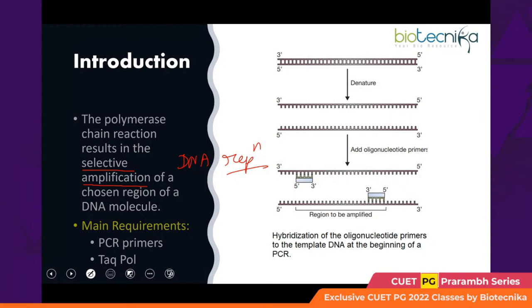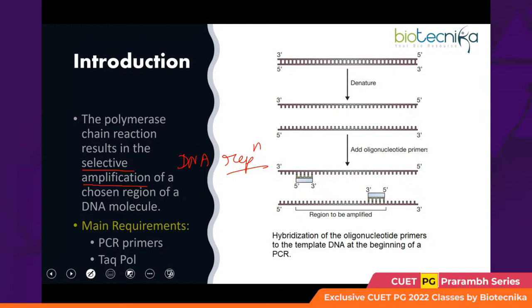Now, this PCR technique is very sensitive, so sensitive that you can even start with a single DNA molecule, and at the end of around 30 cycles of this chain reaction, you will get around 2^30 DNA molecules.